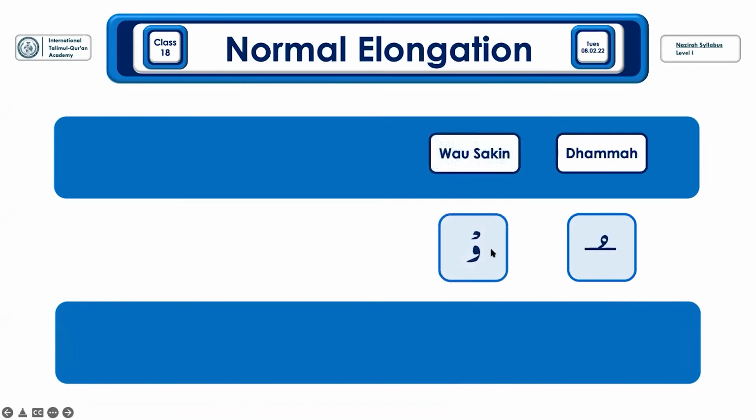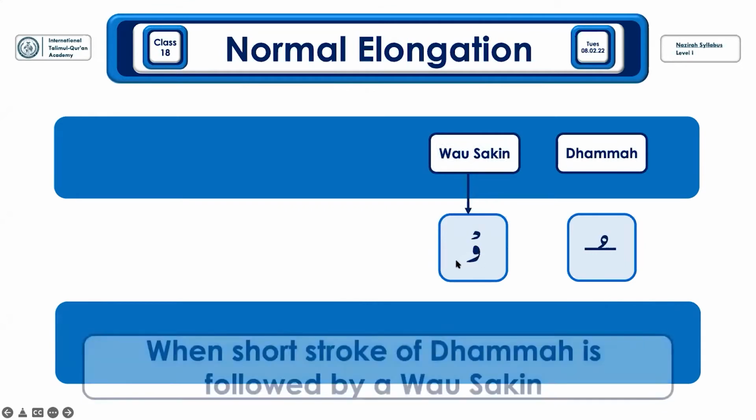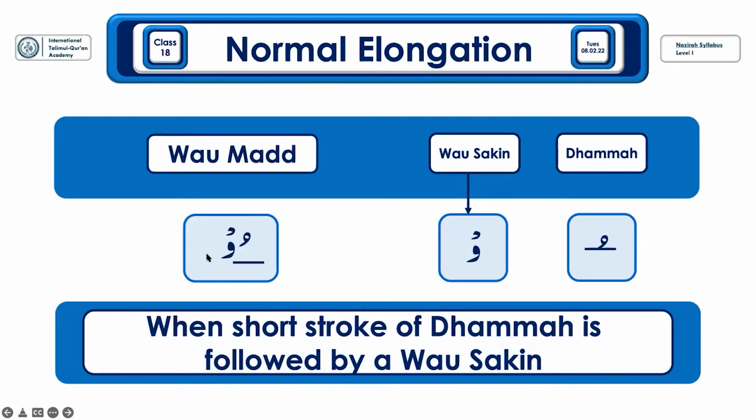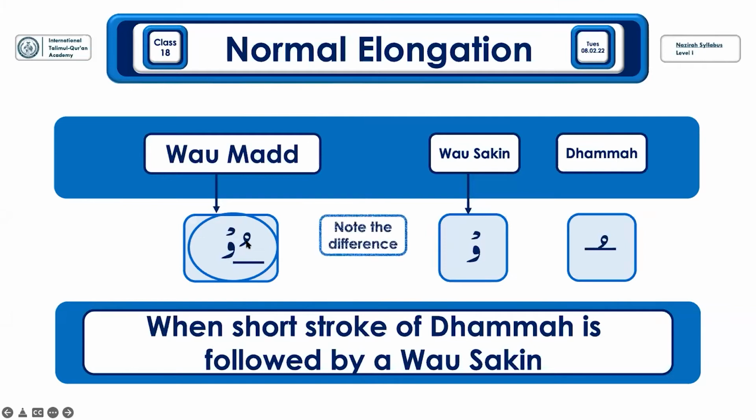Now, what is this letter? This is a waw, but it is carrying a sukoon on top of it. So this is a waw sakin. When the short stroke of dhamma is followed by a waw sakin, this is known as a waw mad. Make note of this sakin letter. A waw sakin preceded by a short stroke of dhamma is called a waw mad.